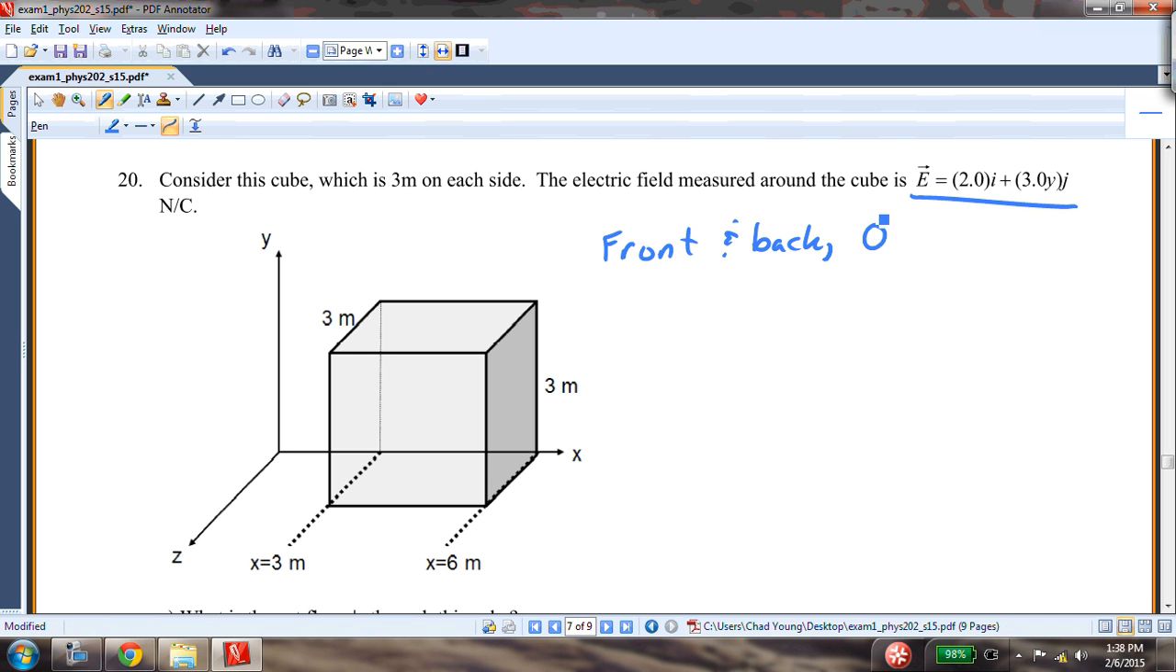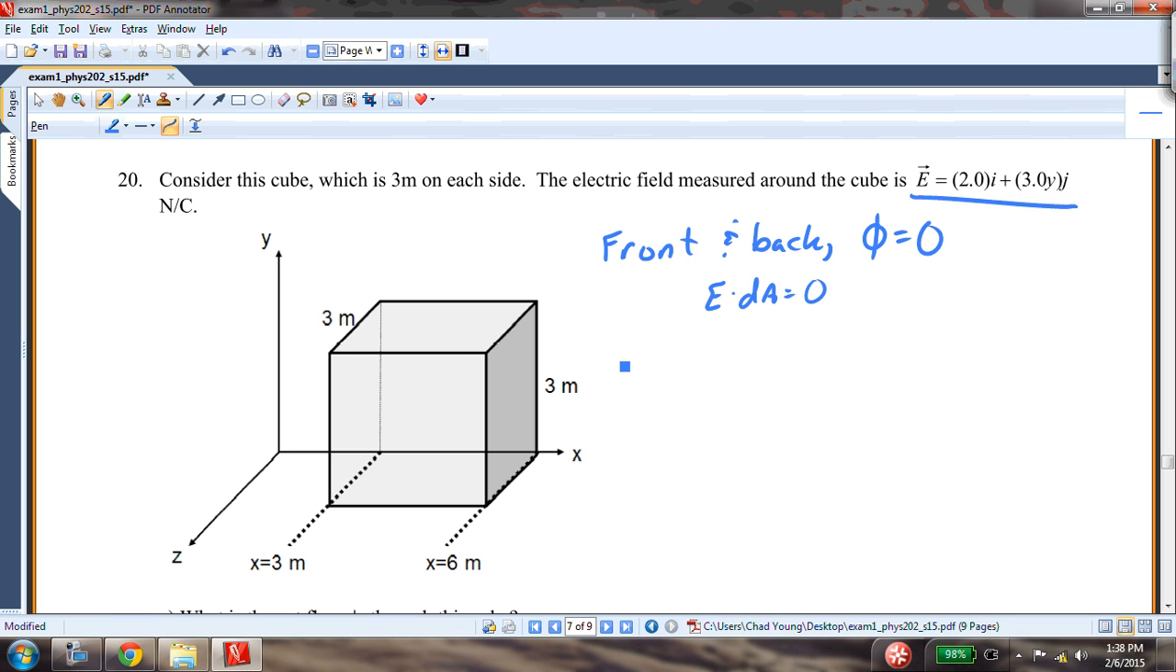For the front and back, phi will equal 0. Remember, that's because E dot dA is equal to 0. The dot product is equal to 0. So if I take the integral of 0, of course that's 0.